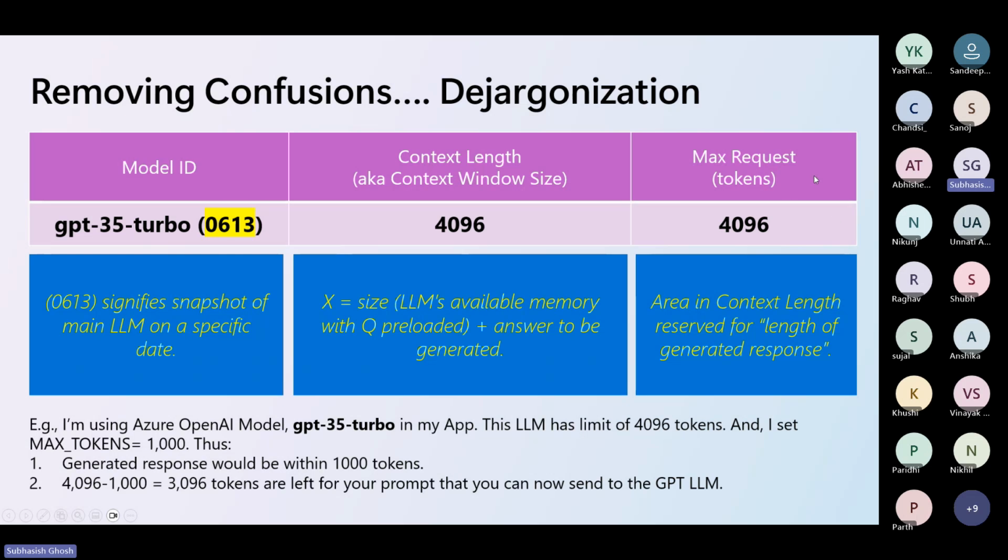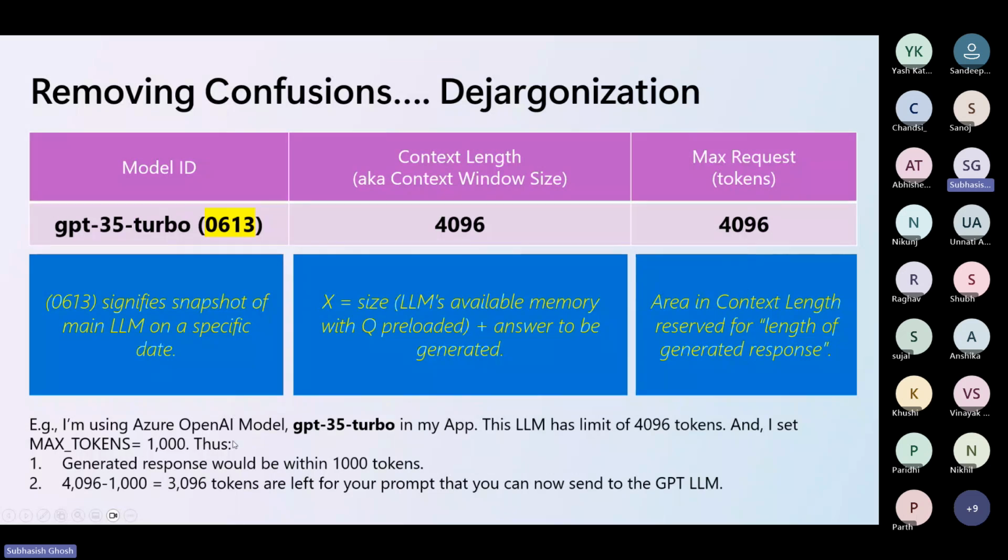And what is max request tokens? If you do an OpenAI API call, you will find the max_tokens parameter. It refers to the area within the context length which can only be used for generated answers. Basically, this portion is reserved for the length of the generated output. It also means the maximum size of the answer I can receive back. So again, it's the maximum number of tokens of that response.